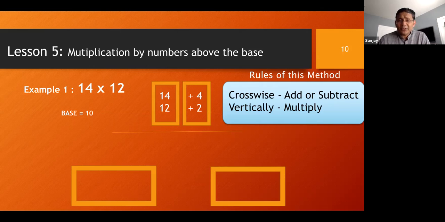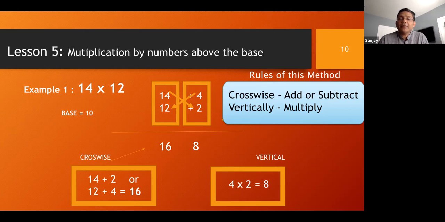And then you have two sections to this. One is you multiply the right part of it. 4 times 2 is 8. So you get one part of the answer very easily. Simple multiplication. The next part is you do crosswise. You either add 14 plus 2 or 12 plus 4. Either is the same thing, 16, right? You multiply vertically and you add or subtract crosswise. Because it is plus 4, you add 14 plus 2 or 12 plus 4, so that's why you get 16. So that's how you get 168.